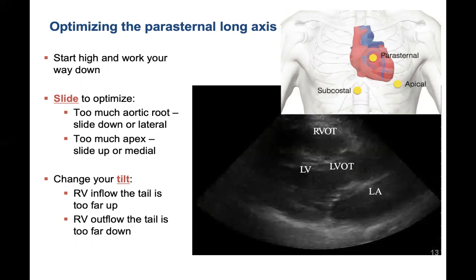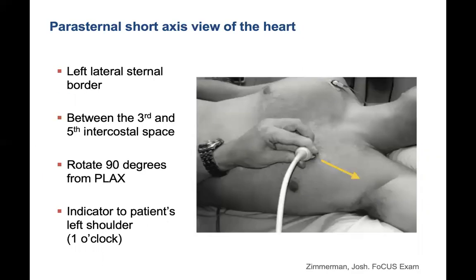Alternatively, if you're seeing too much of the apex of the heart, you're not seeing that mitral valve or aortic valve, you can see in this picture how you might want to slide up or medially to really get that parasternal long axis view. Oftentimes people will say, I see something moving, I see it contracting, but it's not the typical parasternal long axis view I would expect. Oftentimes the best thing to do is to change your tilt. You might be looking inadvertently at an RV inflow or RV outflow view, and if you change that tilt, you're going to be able to see that parasternal long axis view come into play.